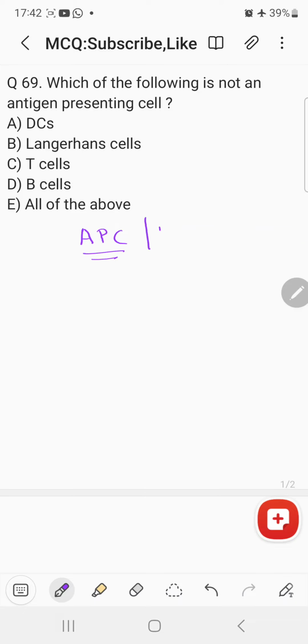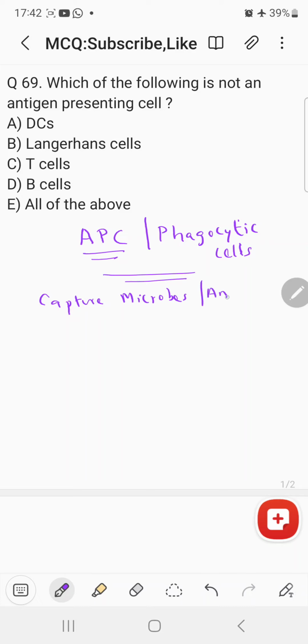Antigen presenting cells are also called phagocytic cells. As you know, the primary function of an antigen presenting cell is to capture the microbes, or it could be antigens also. They capture these antigens, then they transport them to the lymphoid organs.